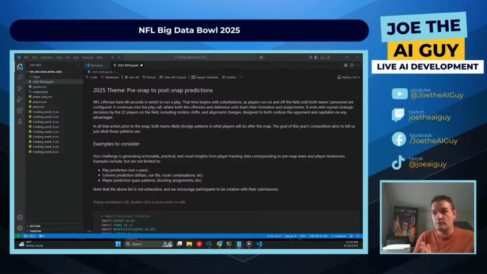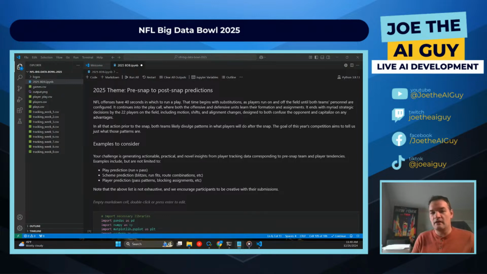So this is for the NFL Big Data Bowl 2025, hosted by Kaggle. The idea here is to use any information that you know before the ball is snapped to predict what will happen after the ball is snapped. The first versions of our models focused on predicting run versus pass, which it did fairly well. We were at about a 75% accuracy rate with very basic data.